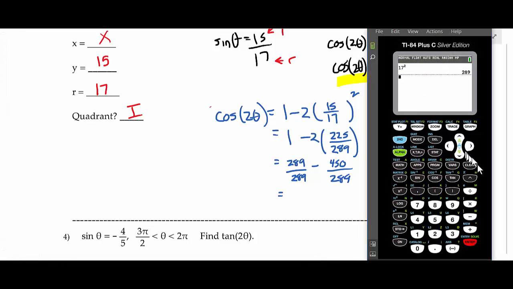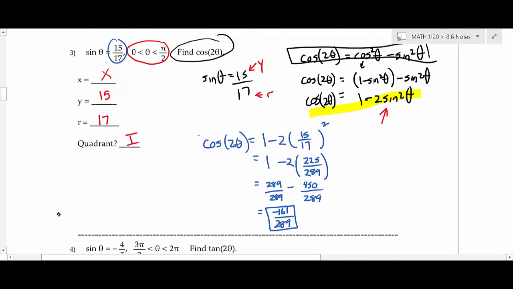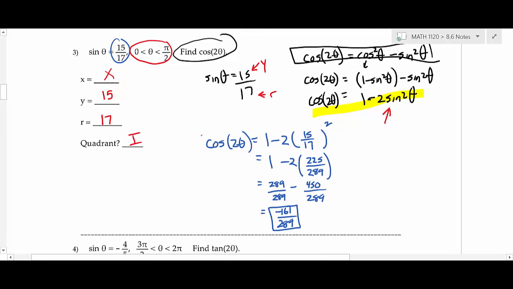So I'm going to go ahead and just do that on the calculator. So 289, and then subtract 450 will give me an answer of negative 161 over 289. Okay, that's the idea. You get some weird answers with these problems too sometimes. The purpose of this problem is to help you begin to get comfortable with that identity.